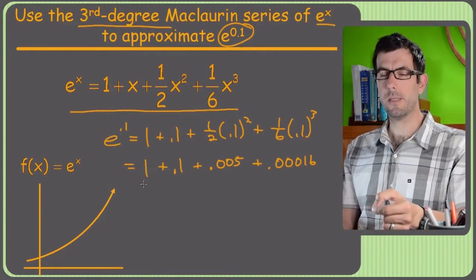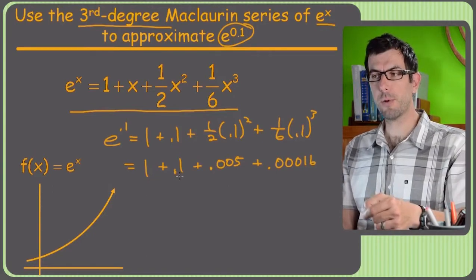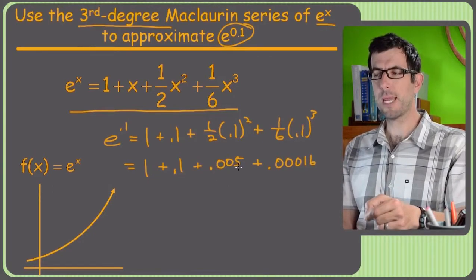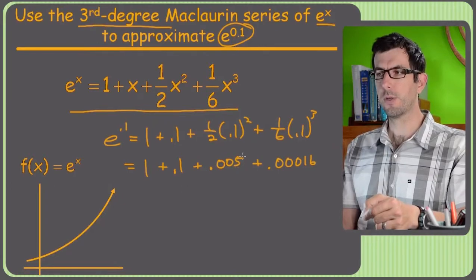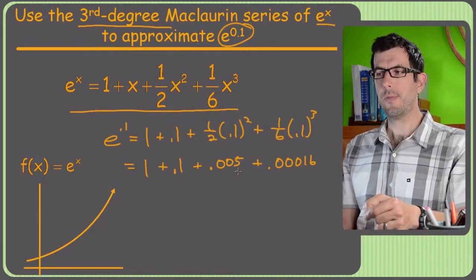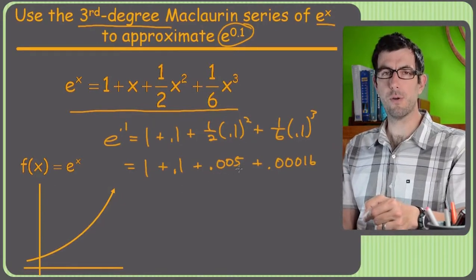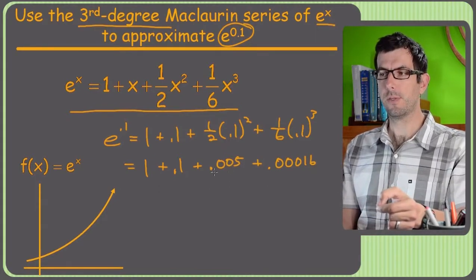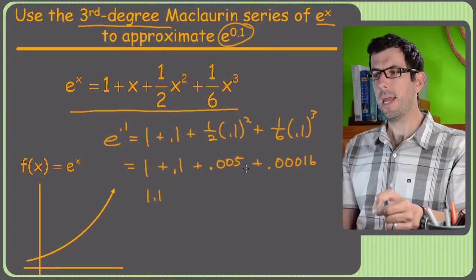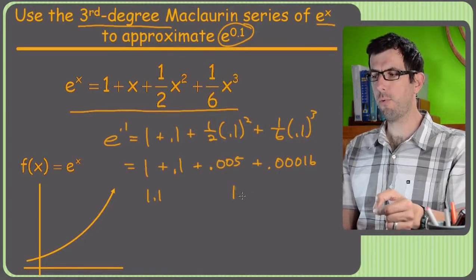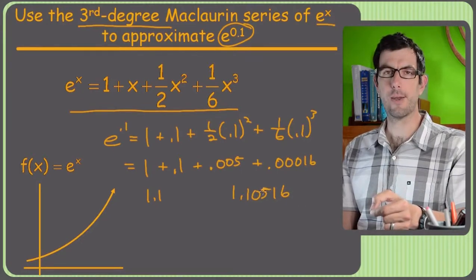All right, so you can see that as we add these up, our first term is large, it's 1. Second term is a pretty good size, 1.1. By the time we get out to our third term, our second degree term only added 0.005 to our number. So we approximated this as 1.1 after only 2 terms, and after 3 terms, we're just at 1.10516. I obviously worked that on a calculator.